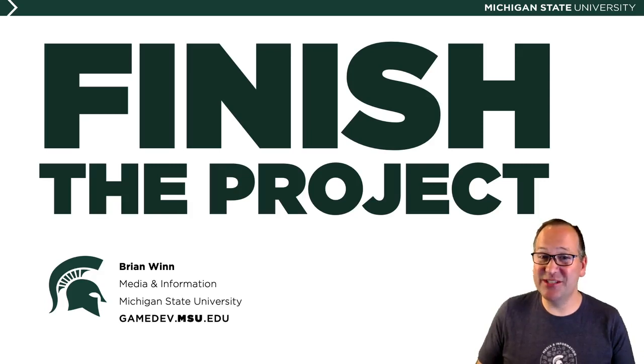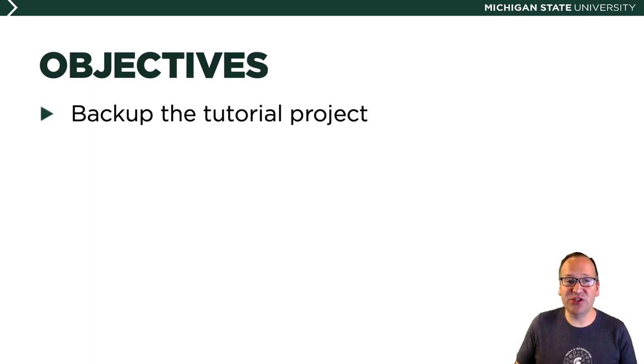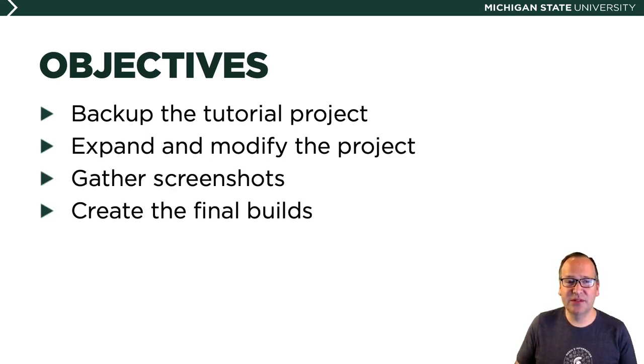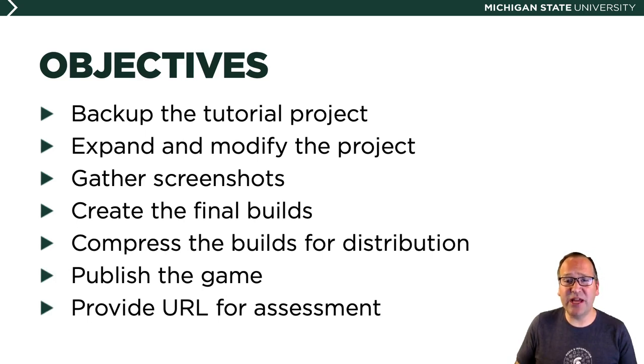In this video, I'll discuss finishing up your 2D shooter project. Your objectives will be to back up the tutorial project, then expand and modify the project to make it your own, then gather screenshots, create the final builds, compress the builds for distribution, publish the game to the internet, and provide the URL to the location of your game for assessment.